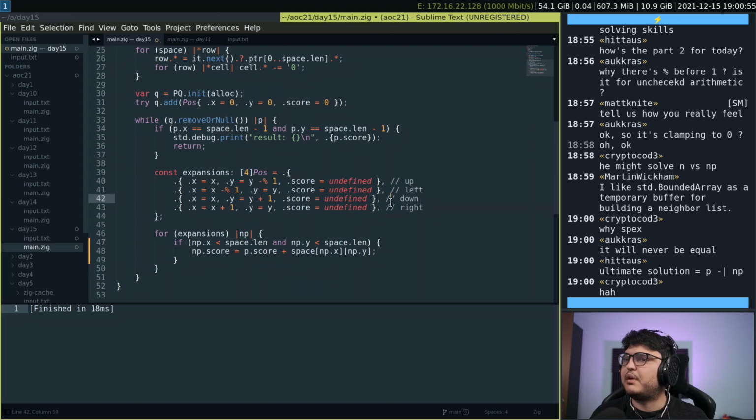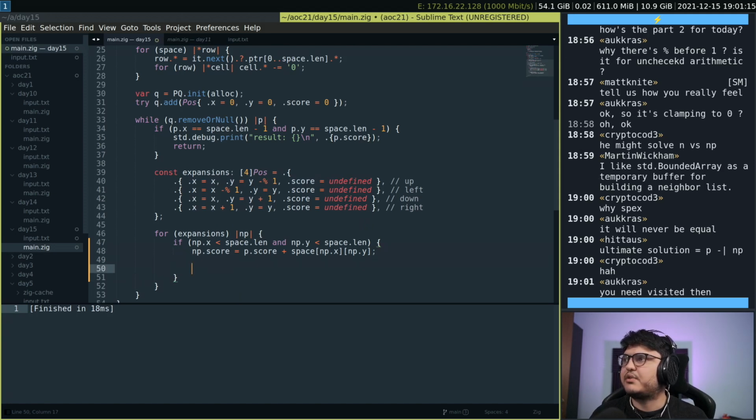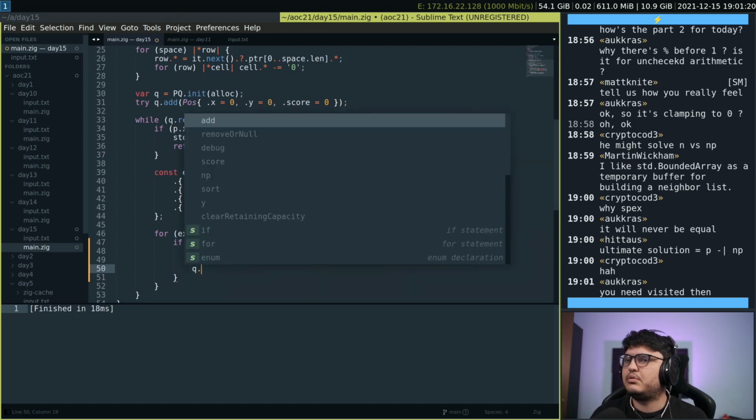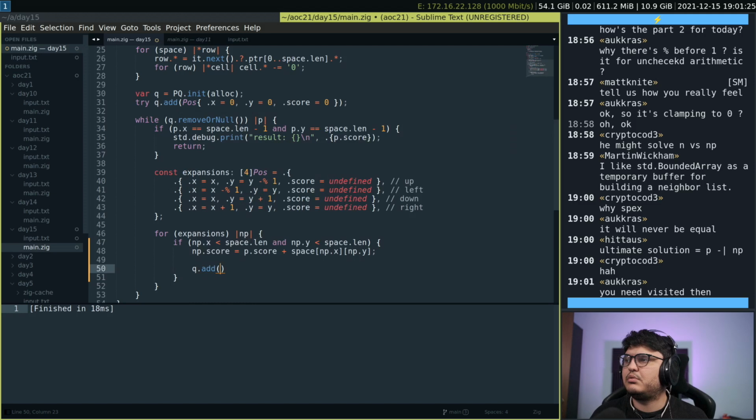Maybe for an optimization, I don't know if it's worth it, but you could also remember for each position where you came from so that you avoid redoing it again. Maybe. In any case, now we set the score and now we add it back to the queue, right? q.add np.